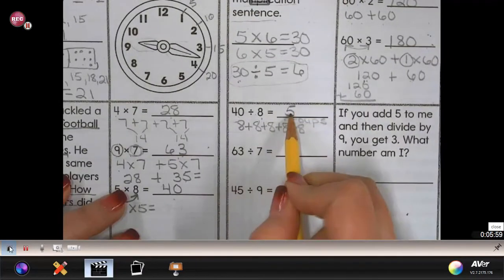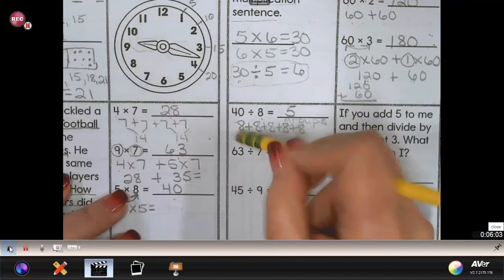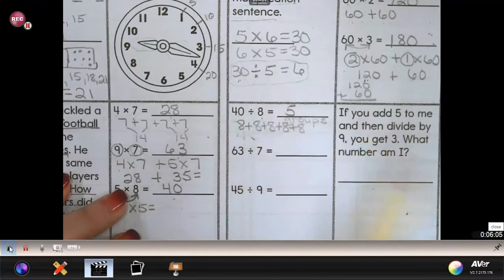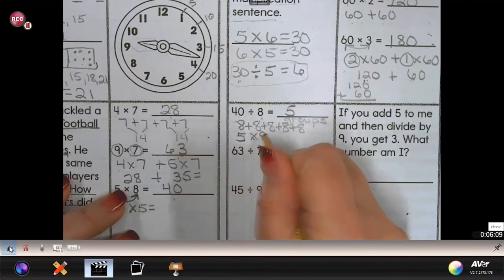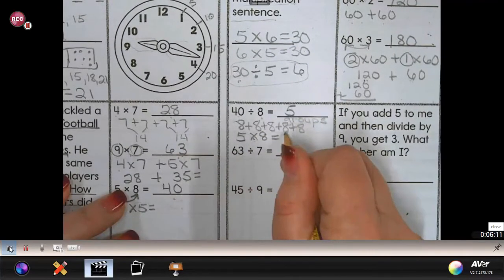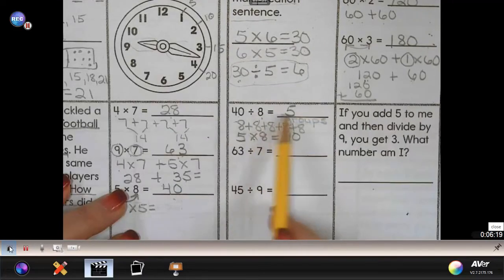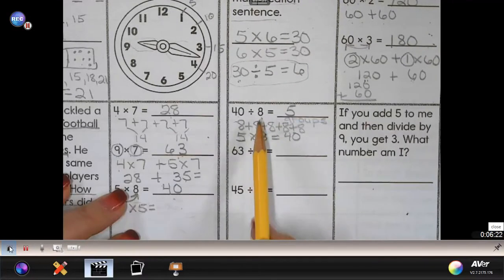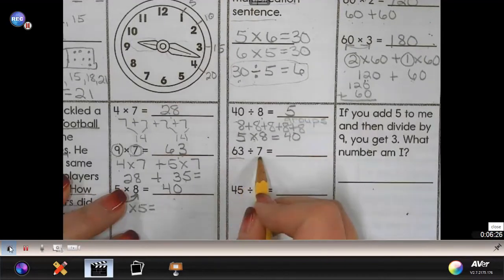And our multiplication can be used to check. I'm thinking 5 groups of 8. 5 groups of 8 is going to give me 40, or 8 groups of 5 would also give me 40. So we're using our multiplication to check our division. We could do the same thing here, starting with 63.